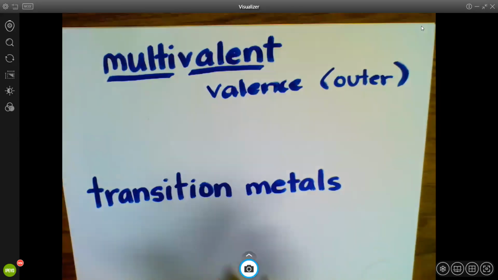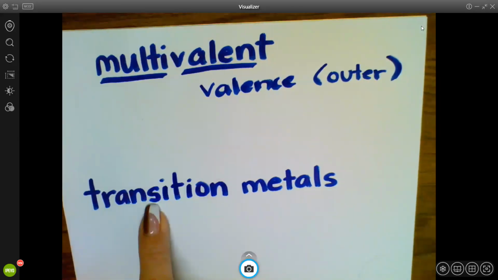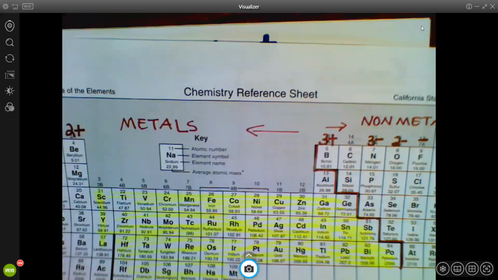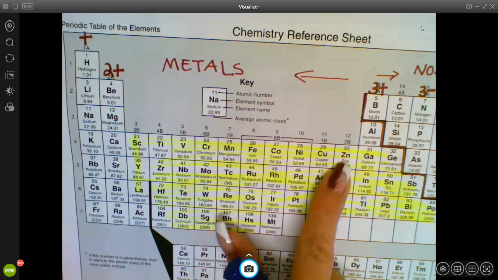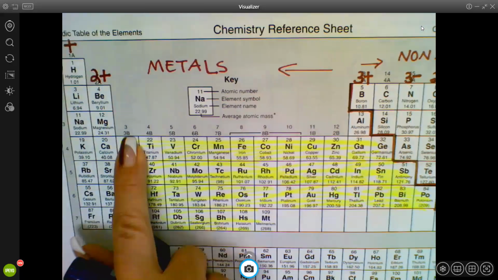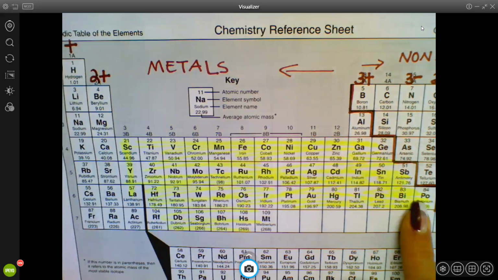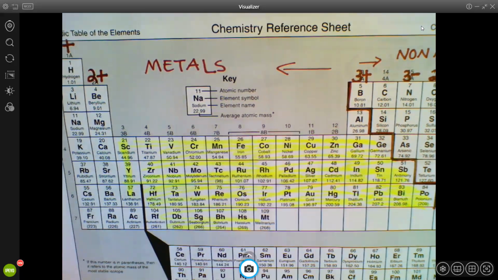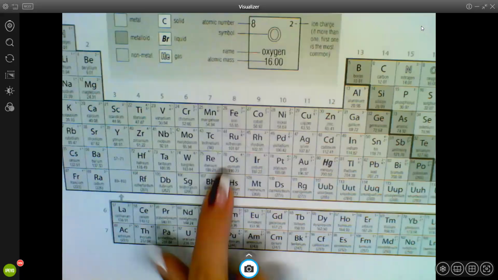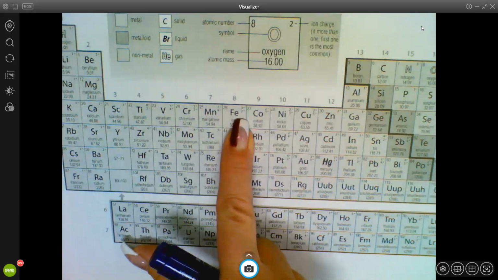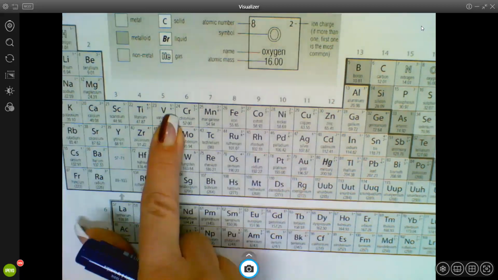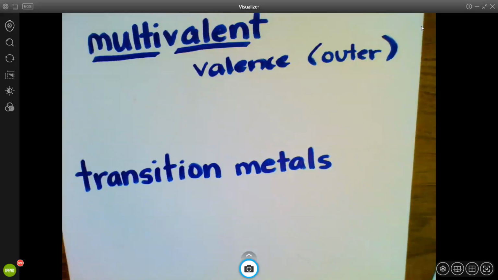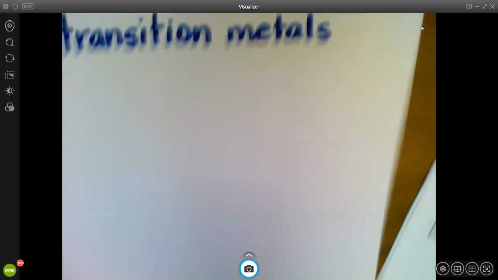The types of things that are multivalent are metals that are called transition metals. So go to your periodic table. This section that I've highlighted here, these B groups and these ones under the staircase, are where you're going to find your multivalent metals. You might have a periodic table that actually has all the charges on it, and you can see here that there are multiple charges. That's going to create a little bit of a problem.